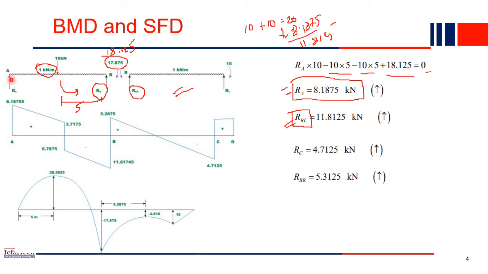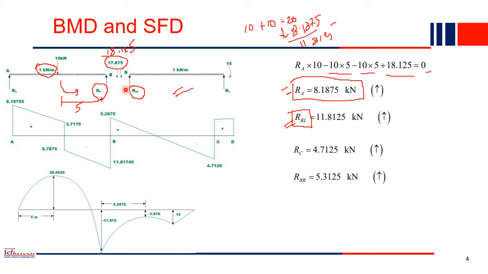How have we drawn it? What is the reaction at A? Reaction at A is 8.1875, so from A we go up positive 8.1875. Then the UDL is acting downward, that's why a downward slope comes. When you reach the 10 here, 10 acting downward, at this point again you go 10 downward. Then again the UDL means this inclined line will come. When you reach B, total B will be 11.8125 plus B left plus B right, so 11 plus 5, it will be 17.2 something. From here at 17.2 something, you come here.